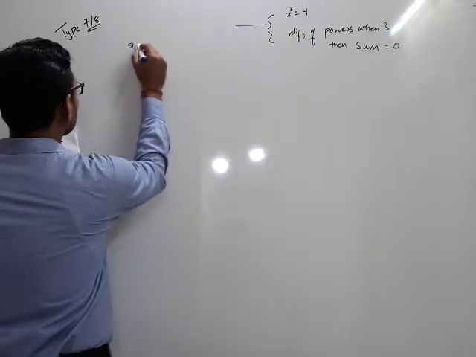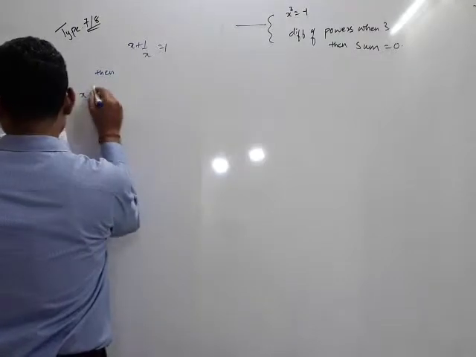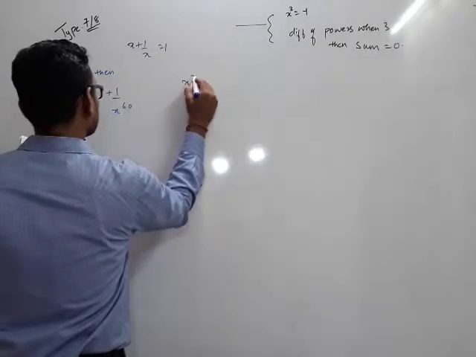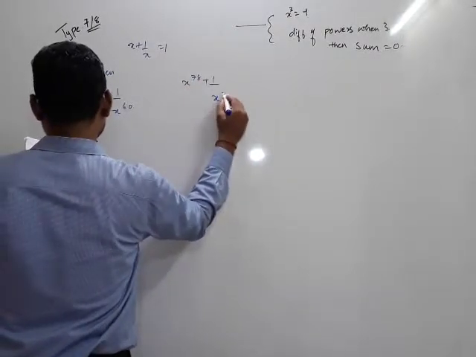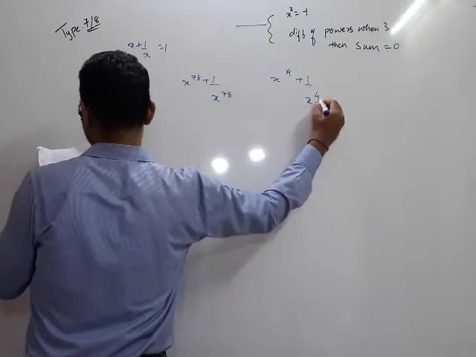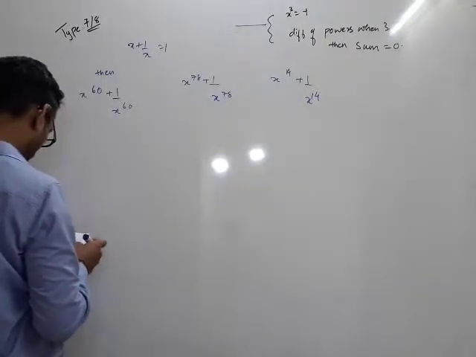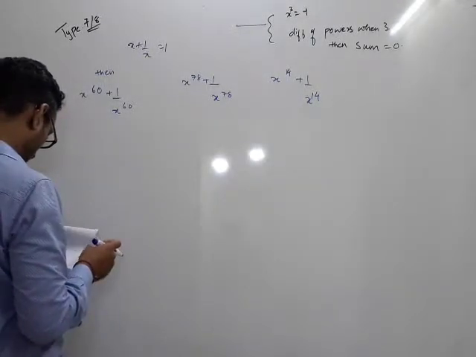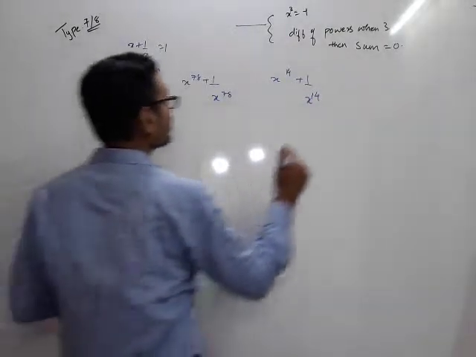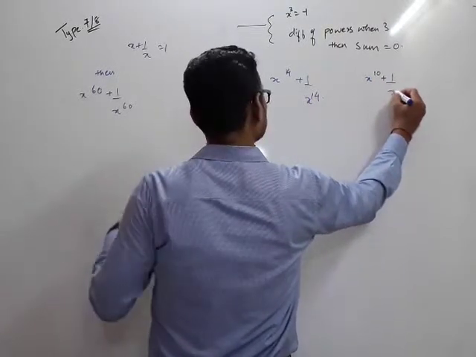On the same lines, x plus 1 by x is 1, then x raised to 60 plus 1 upon x raised to 60, x raised to 78 plus 1 upon x raised to 78, x raised to 14 plus 1 upon x raised to 14, x raised to 10 plus 1 upon x raised to 10.